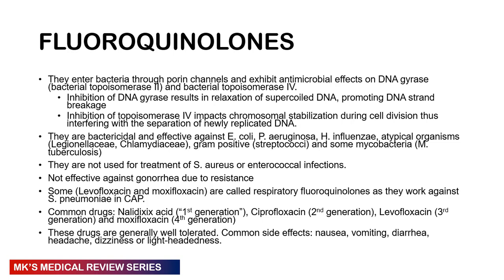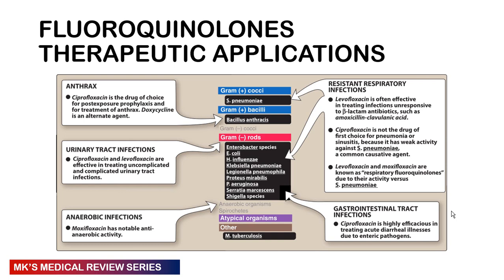So they can also be divided into generations, quote unquote. The first generation is nalidixic acid. The second generation type of fluoroquinolone is ciprofloxacin. The third generation is levofloxacin. The fourth generation is moxifloxacin. These drugs are generally well tolerated, but some common side effects include nausea, vomiting, diarrhea, headaches, dizziness, or lightheadedness. So here are the therapeutic applications of fluoroquinolones and the different organisms they target.